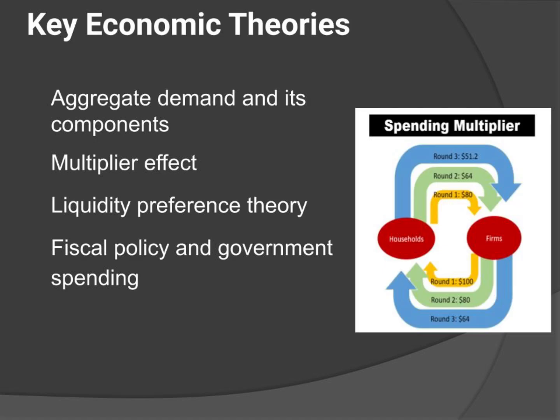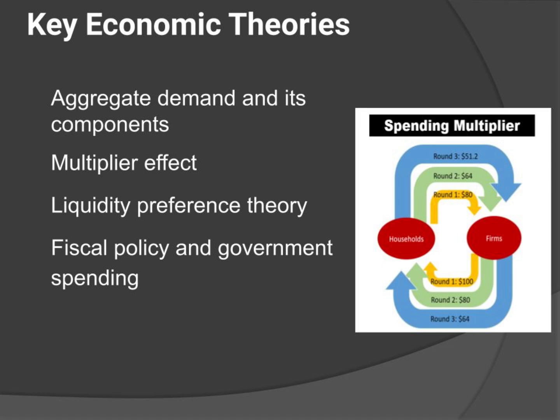Keynes introduced several key theories. Aggregate demand, the total demand for goods and services within an economy. Keynes argued that it is the primary driver of economic activity. The multiplier effect, the idea that an initial increase in spending can lead to a larger increase in national income. For example, government spending can stimulate further economic activity through increased consumption and investment.